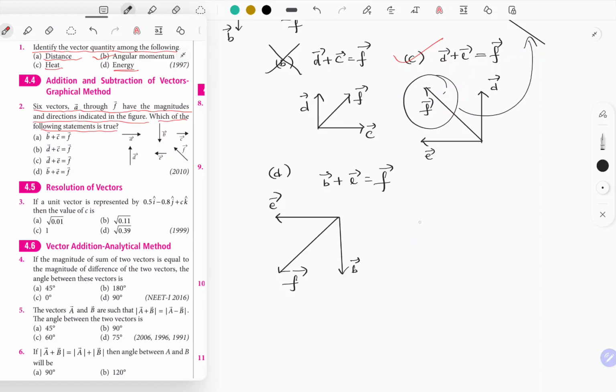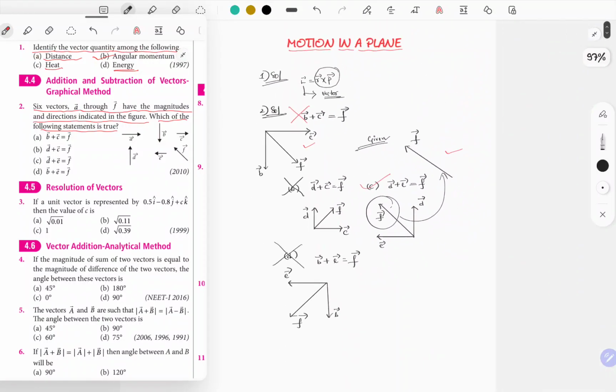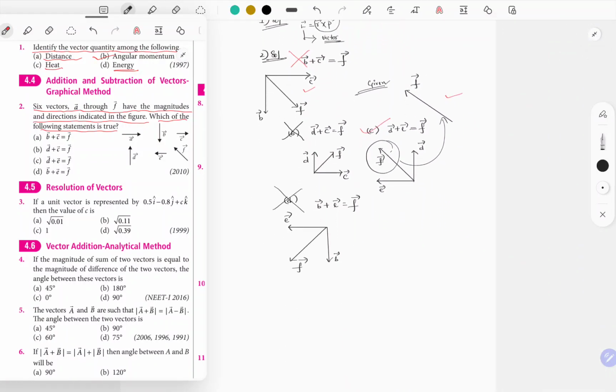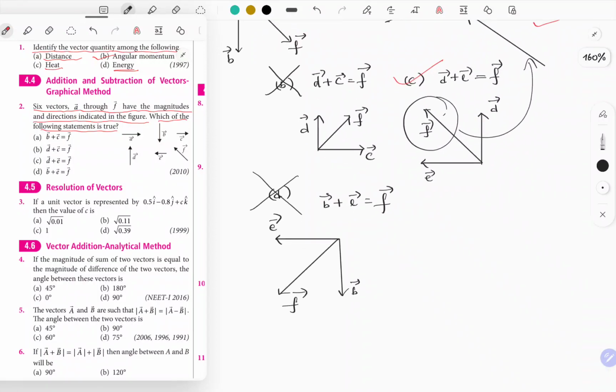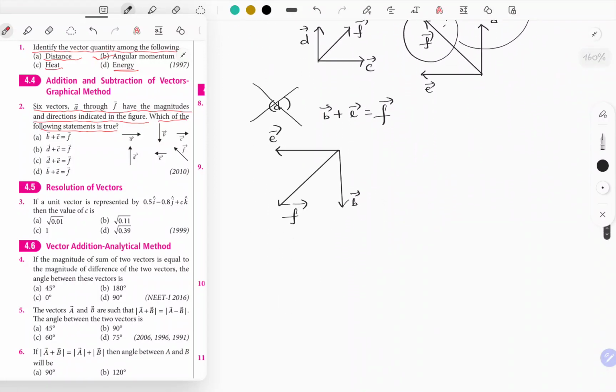Is this following the resultant vector direction, I mean the vector which is given in the question? No, it is not. So option C alone matches the answer. Hope you understood. Check out this point and these terminologies. Is it clear, guys? Yes.